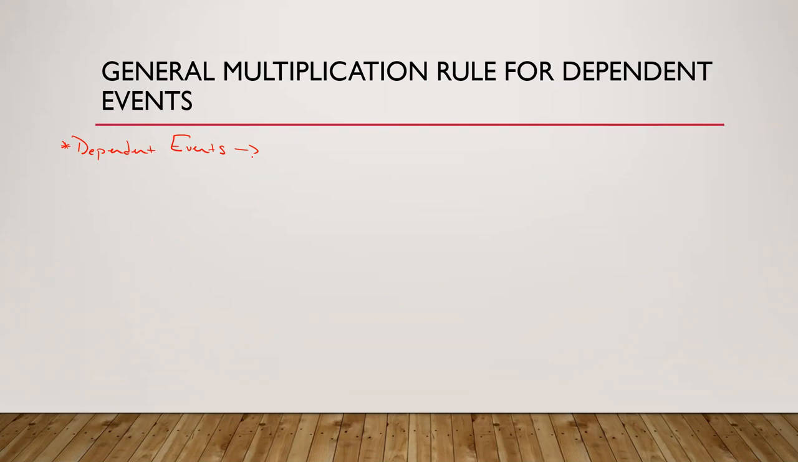Independent events mean two events are independent if the occurrence of the first does not affect the occurrence of the second. So what do dependent events mean then, if anybody remembers from last class?